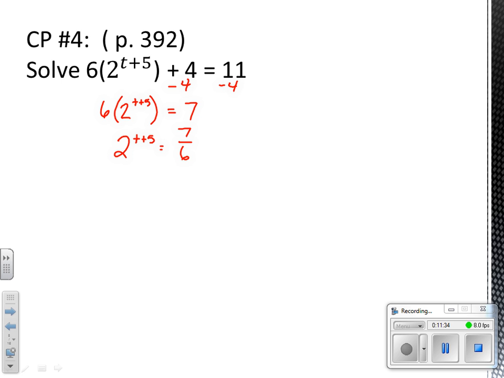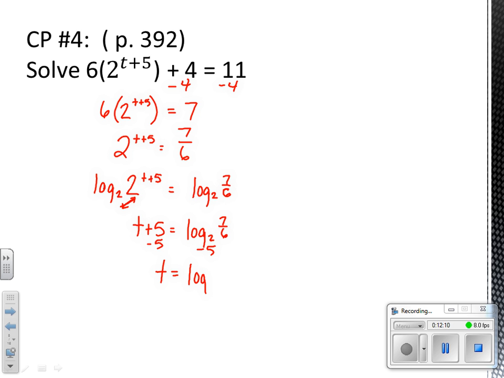With the big 2, if I did log little 2, which means I'd have to do the same log to the other side. Do you see then how my 2's match here? So I can simplify my left-hand side with my inverse property and get t plus 5. Now I can simplify and get the t alone. Subtract 5. So t is equal to that.